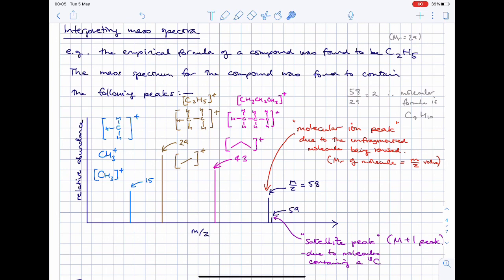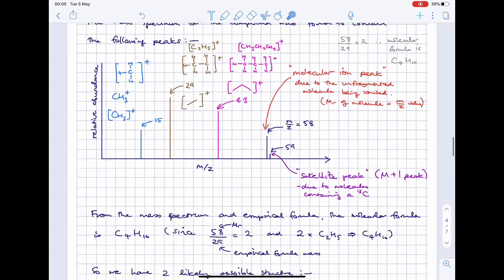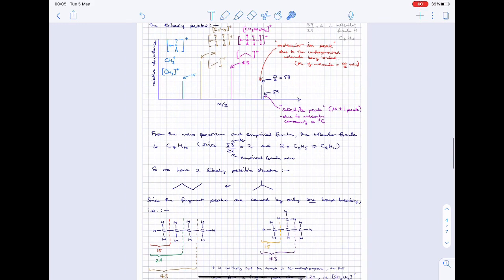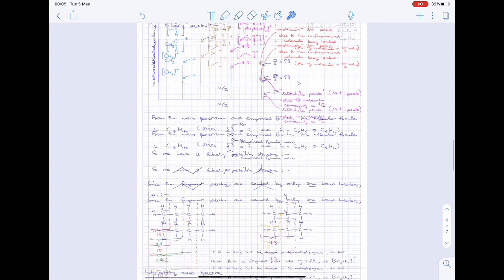And the molecular ion peak is 58, so it has an Mr of 58. So if we look at the two possible structures we proposed earlier, the only one that matches the spectrum would be this one here, as butane can form those three fragment peaks, whereas the 2-methylpropane cannot form the fragment peak with m/z value of 29.